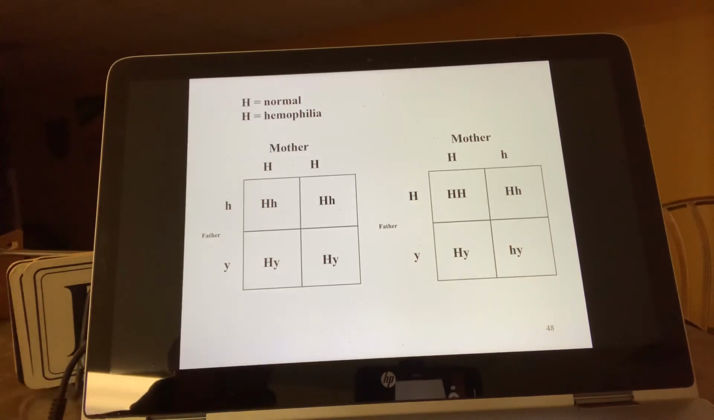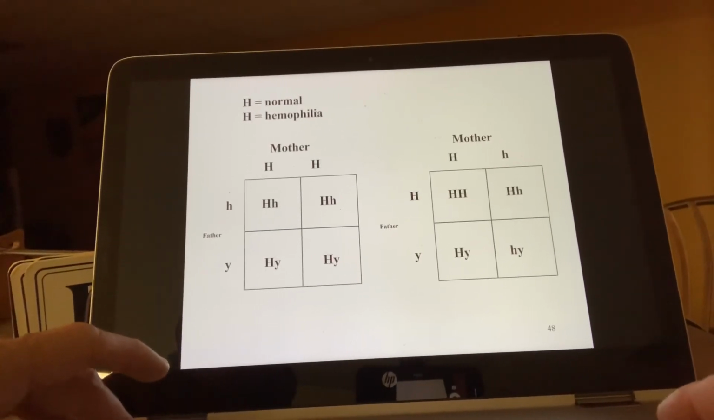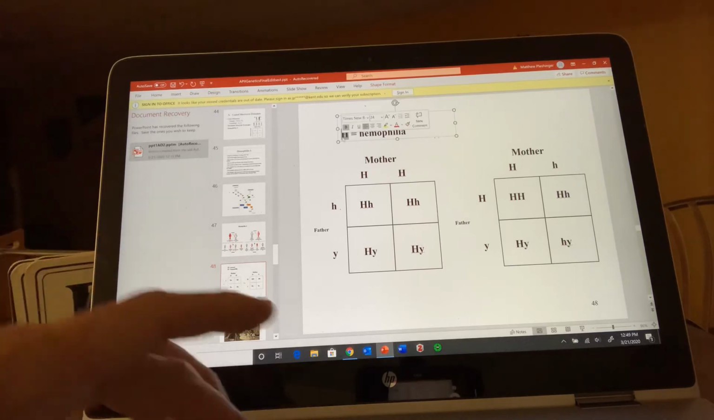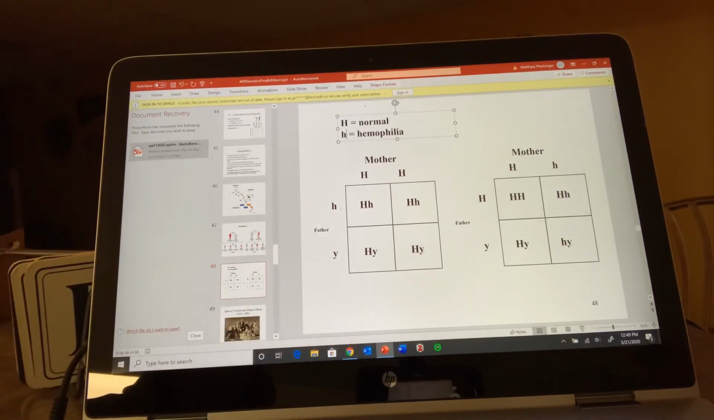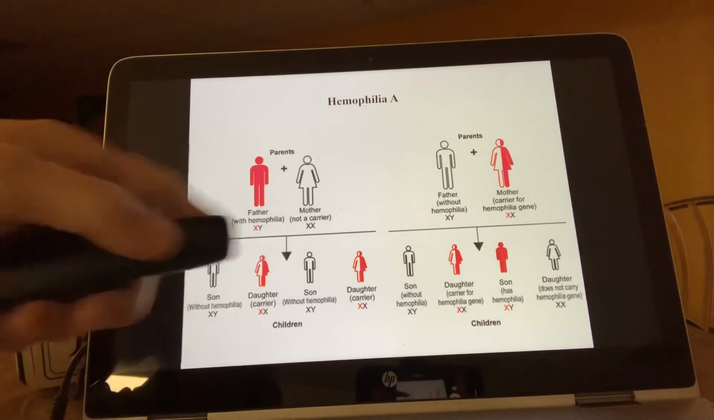Over here we have big H being normal, and this should be little h being hemophilia. Let me see if I can fix that now. There we go. Okay, so as we said before, the mother is normal.